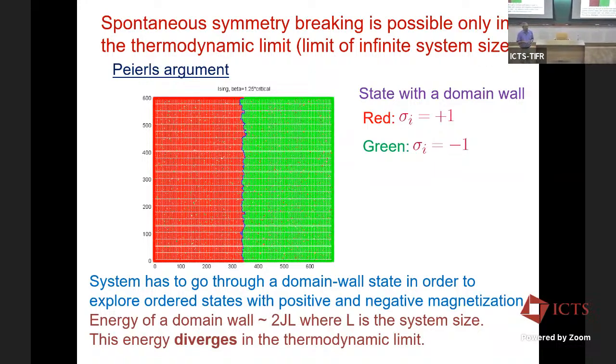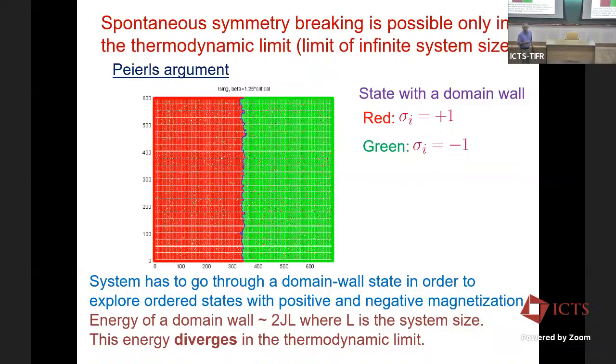Now the question is, I know that there is another state where the spins are down, which has the same energy. So the question is whether the system, through its evolution, explores that state or not. If it explores that state, then sigma average will be equal to 0. Then you cannot have a non-zero spontaneous magnetization. But the idea, which was first formulated by Peierls, says that if one goes into, let's say, the all red, all up sector, then to go from there to the all down sector, basically the system has to go to an intermediate state where some of it is up and some of it is down.